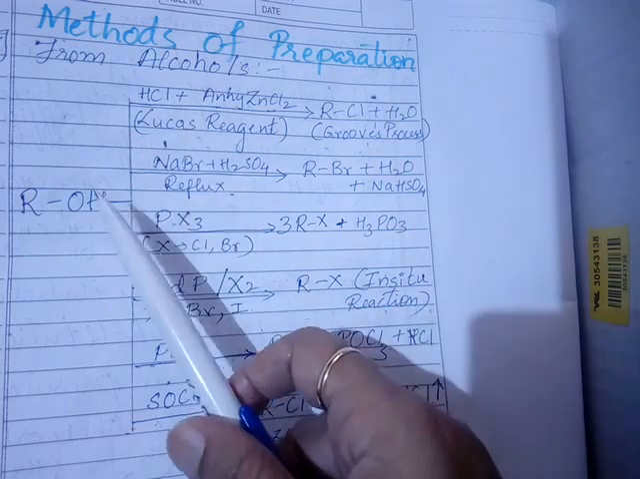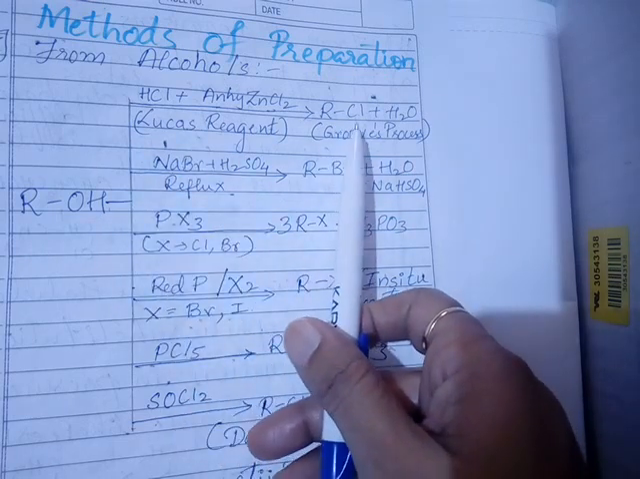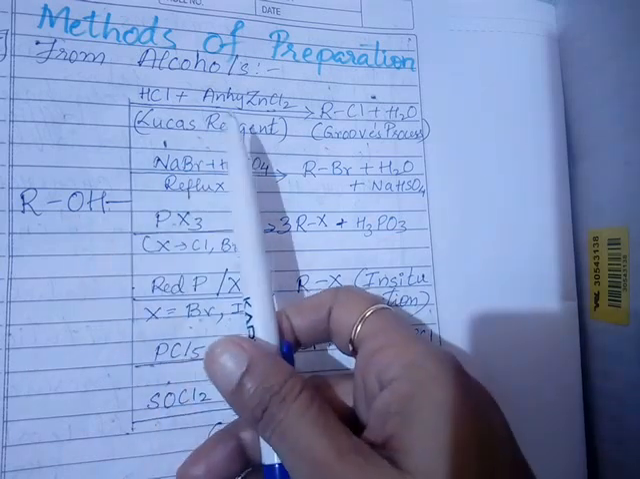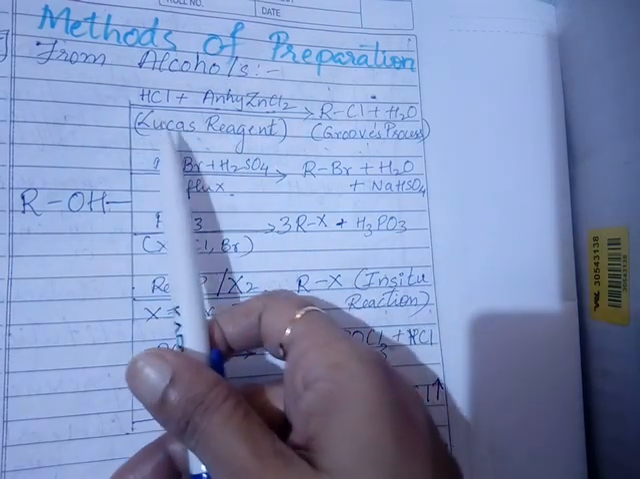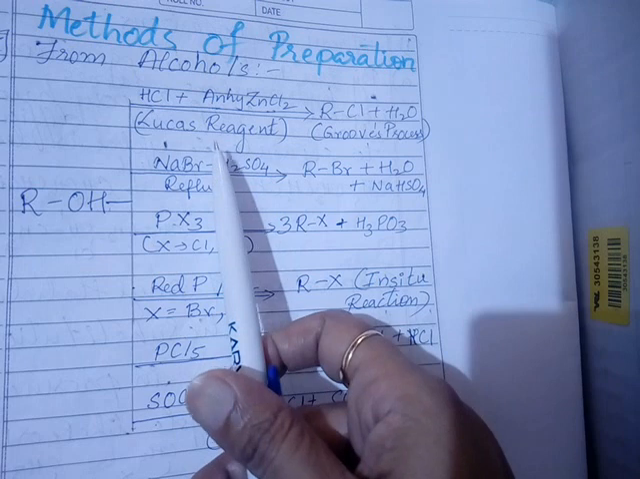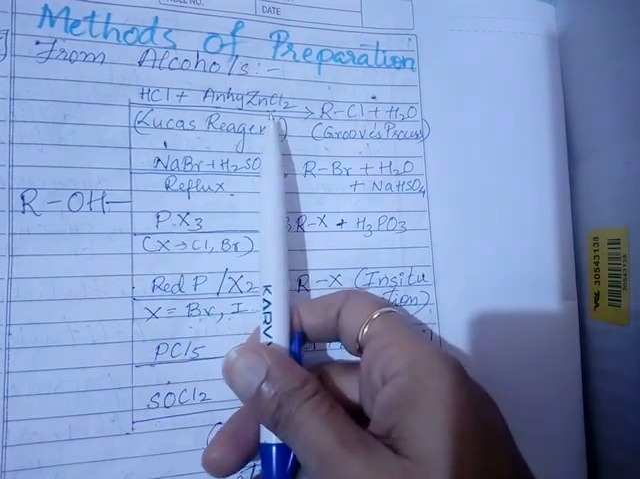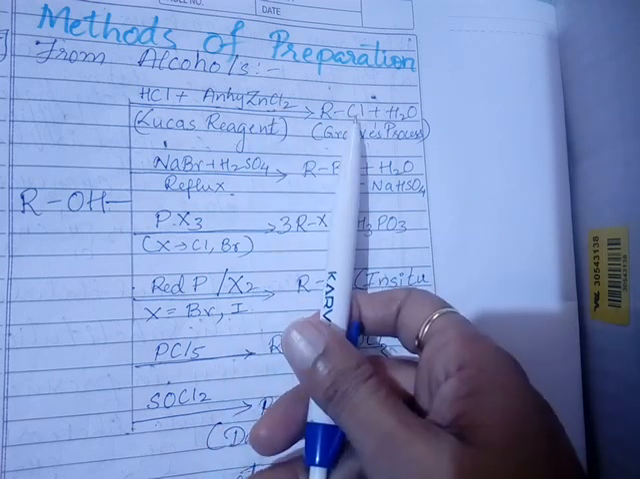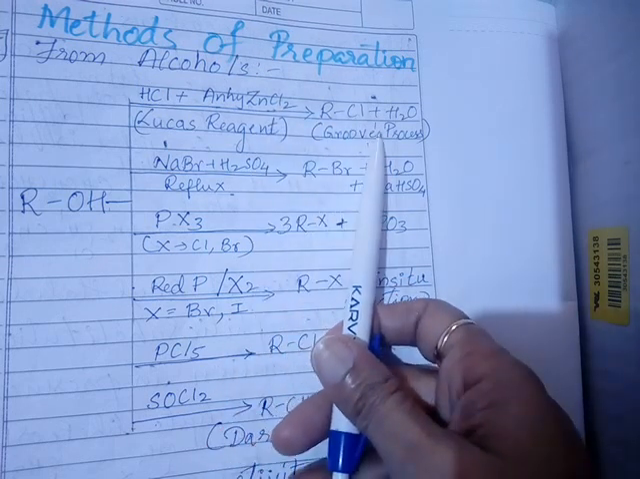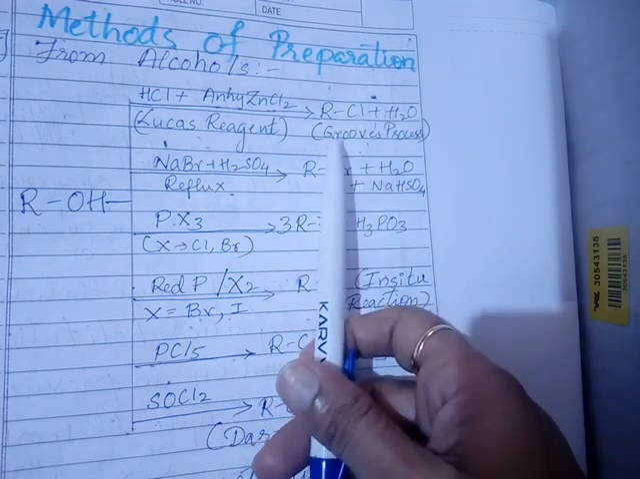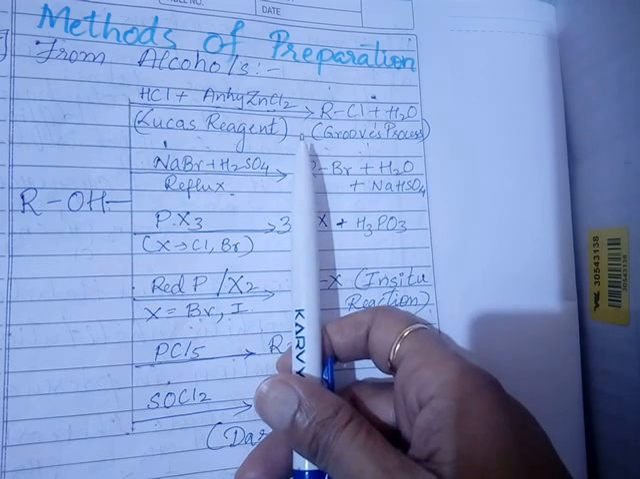Anyway, here we are looking at preparation. So, starting with the alcohol, treating it with Lucas reagent, which you have to remember is a mixture of HCl and anhydrous zinc chloride, leads to the formation of alkyl chloride. So this is an important method.